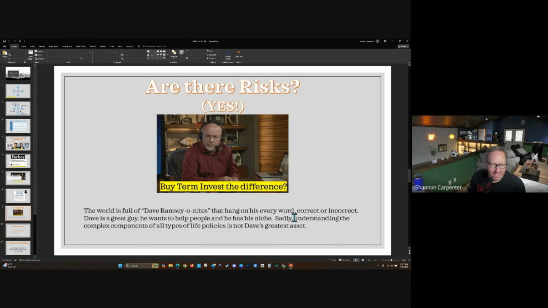Anyway, sadly, understanding the complex components of all types of life insurance policies is not his greatest asset. If you're bad with money and you're beyond stupid amounts of debt, Dave is a great person to listen to and follow, right? He has the envelope system. This is the money you have left over. How much of it do you need for entertainment, for eating out, for going to the movies, for whatever, right? You split up your money in envelopes.